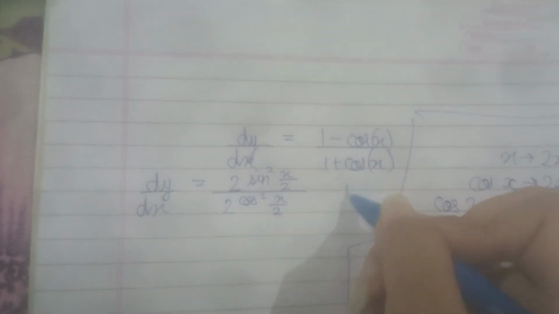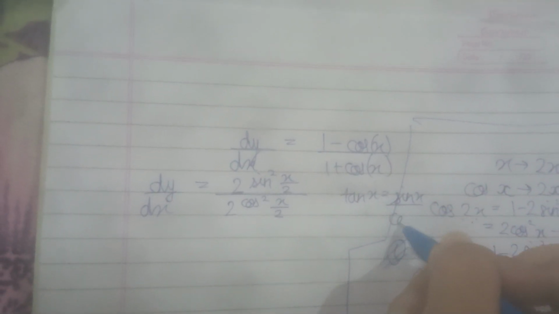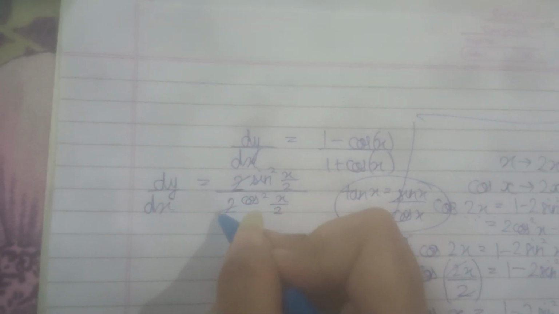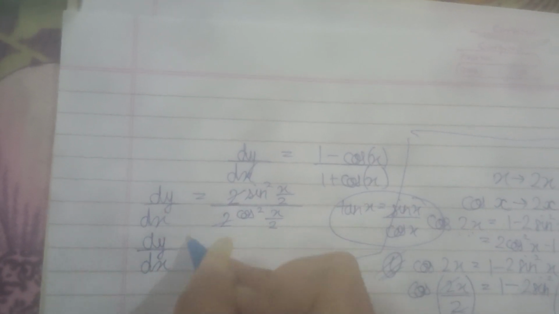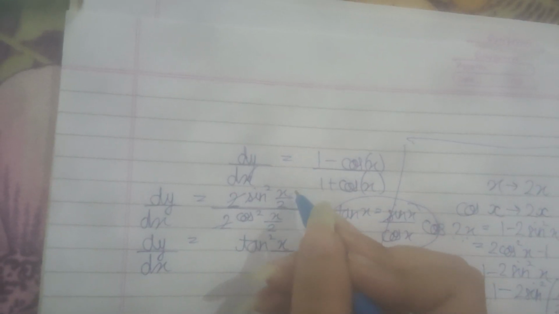We know that tan x is equal to sine x upon cos x. Similarly, in sine square and cos square, the 2 and 2 will get cancelled out because they are the outer substituents. Now dy by dx gives us tan square x by 2, because tan square x by 2 is equal to sine square x by 2 upon cos square x by 2.